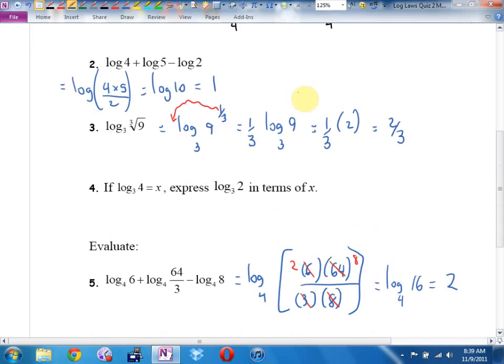Now let's see. It says this: log base 3 of 4 is equal to x. Express log base 3 of 2 in terms of x. I think what I want to do is try and somehow write this as a log base 3 of 4.